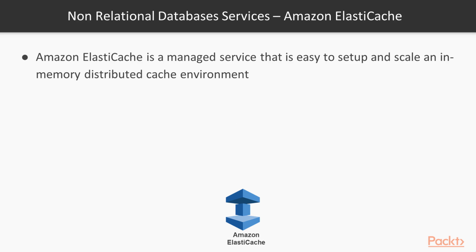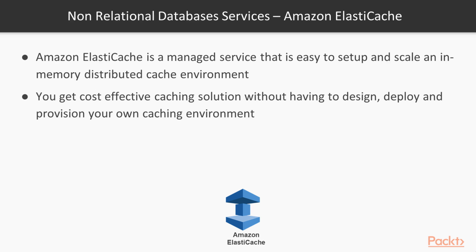Finally, we have another non-relational database service, which is the Amazon ElastiCache service. Now, Amazon ElastiCache is a managed service that is easy to set up and scale in-memory distributed cache environments. You get a cost-effective caching solution without having to design, deploy, and provision your own caching environment. The two engines offered are Memcached and Redis.